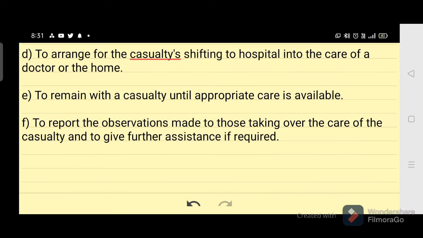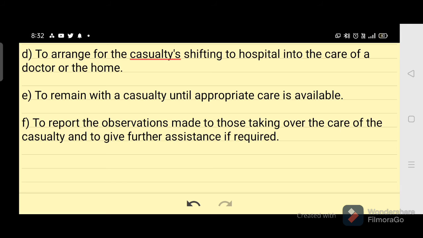And the next point is to remain with the casualty until appropriate care is available. That means the teacher should give the first aid and then they should call for medical help, so that the injured person is shifted to the hospital, and then he or she has to remain with the injured person or the child until the proper medical help is received, or you can say he is shifted to a hospital.